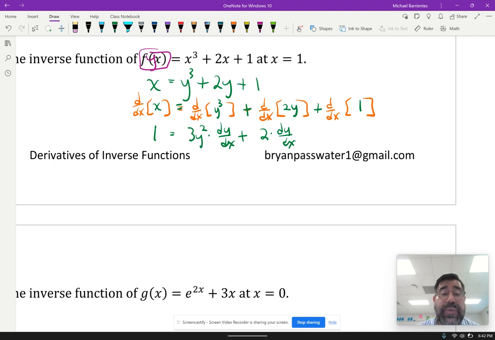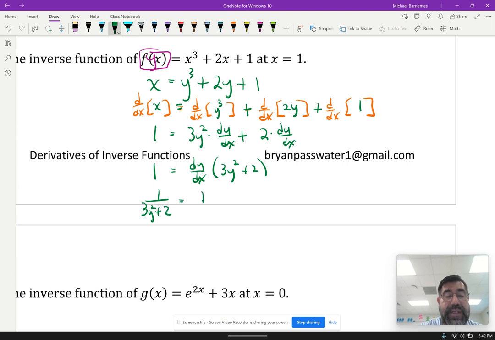And then we do what we normally do, which is factor out dy/dx. And you're left with 3y squared plus 2, and then all of that equals 1. And then we divide by the parenthetical expression, whatever's inside the parentheses. So 3y squared plus 2 is divided into 1. And now we have our derivative equation, except it's in terms of y. And our input, or the value that they want us to find, is at x equals 1.